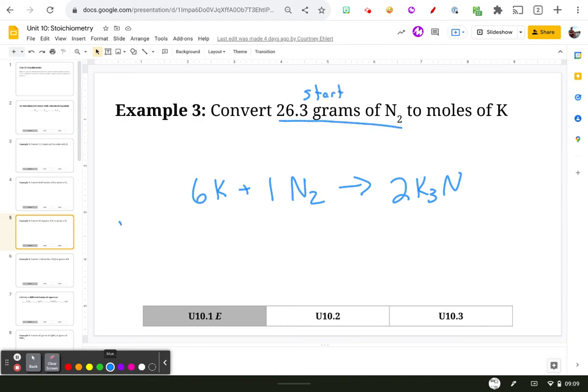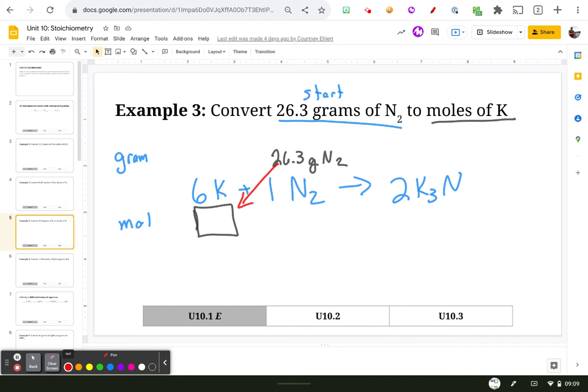We'd always been putting moles below, and we're going to keep doing that. If you have a gram number, I want you to put it above. So we're starting with the 26.3 grams of N2, and then I'm ending with moles of K. So I'm going to end right down here with moles of K. To get there, I do not have a direct path. I can never go diagonal from one thing to another.